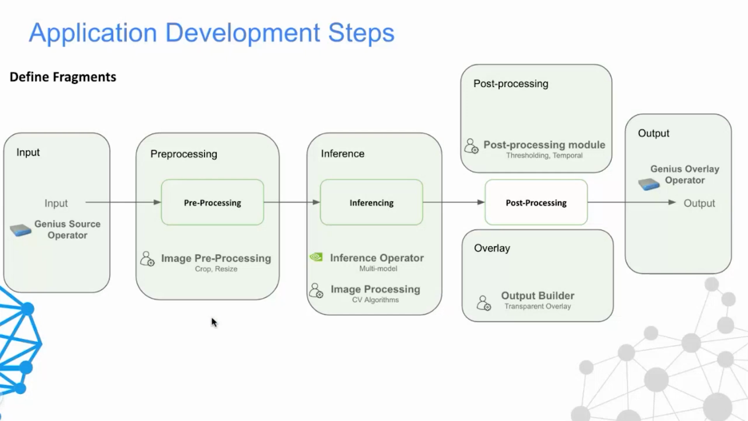Similarly, pre-processing and inference have both been put into the same fragment. Post-processing has been broken down into two fragments, one for the temporal thresholding and the temporal feature aggregation module. The second one is the output builder. And finally, the Genius overlay operator is put into the output fragment.